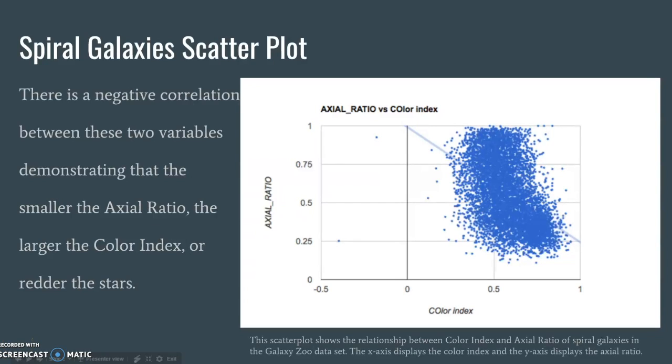Our first figure is a scatter plot of the axial ratio versus the Gmag minus Rmag color index. This graph shows us that there's a negative correlation between the axial ratio and the color index. So as the axial ratio decreases, the color ratio should increase.